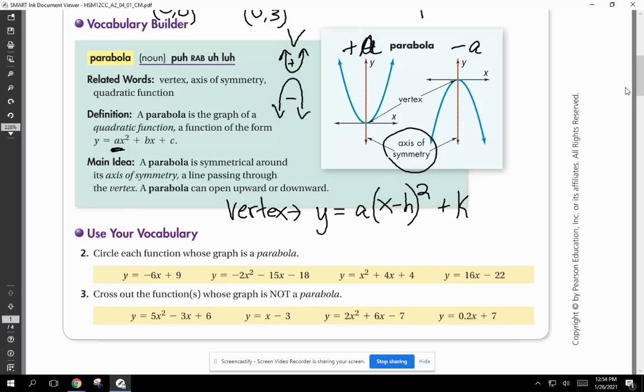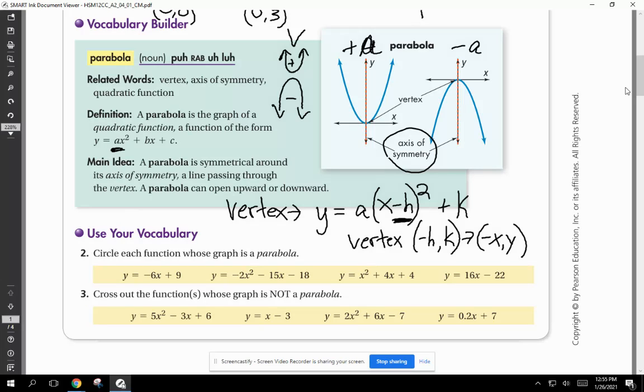And your vertex in this is going to be written as (h, k). It's the same thing as saying (x, y), really. But we use those letters here to know the vertex. And if you have a negative here, you're going to switch it to a positive. If you have a positive here, you'll switch it to a negative. So this h value here, the sign will always switch when you do that.